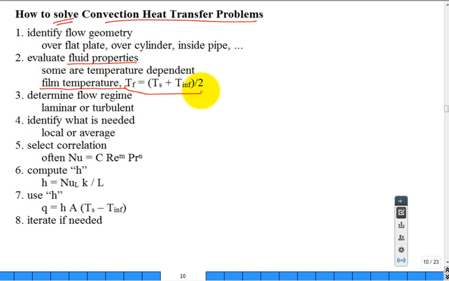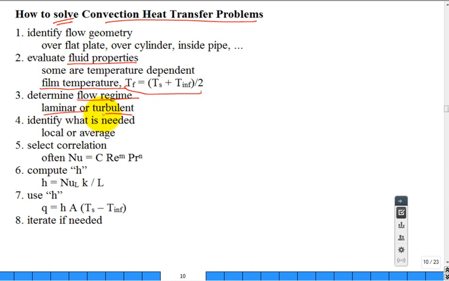Right? If I have a hot surface, cold fluid, I need one temperature to evaluate, just average them. Just add them and divide by 2. Use that temperature to evaluate the temperature-dependent properties. Then think about the flow regime. Is it laminar or turbulent? Because usually there's a different set of correlations if it's laminar or turbulent.